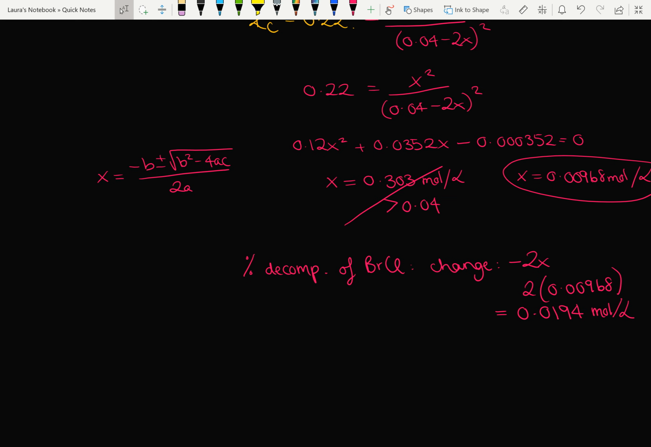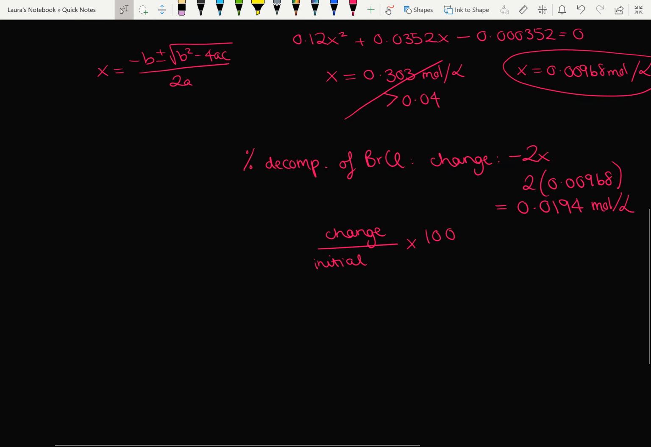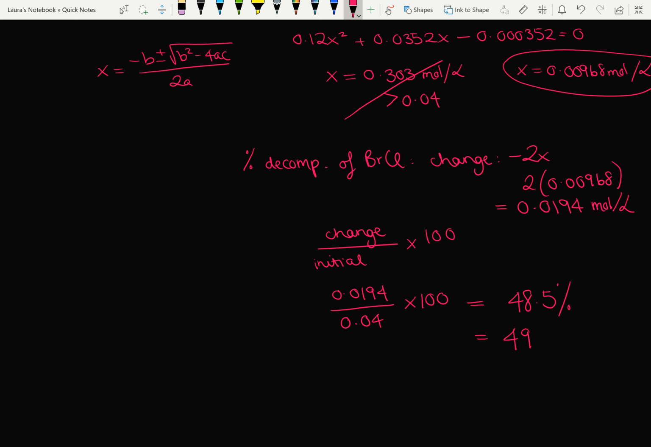Now to calculate the percentage decomposition, we're going to take the change, or how much has actually been converted, divide that by the initial concentration and multiply that by 100. So that's going to give us 0.0194 divided by the initial concentration, which we know from our table up above as 0.04, and then we're going to multiply that by 100. That's going to give us an answer of 48.5%, and they did ask us for the nearest whole number, so we'll round that up to 49%.